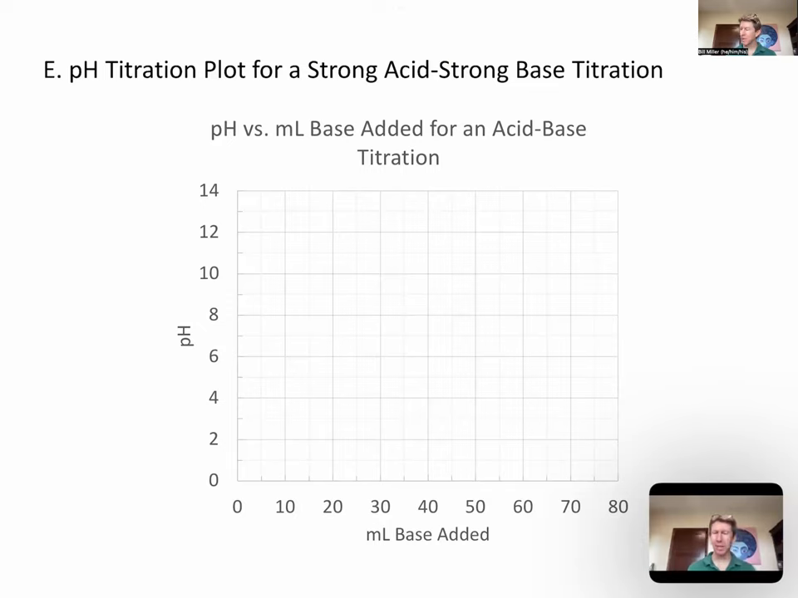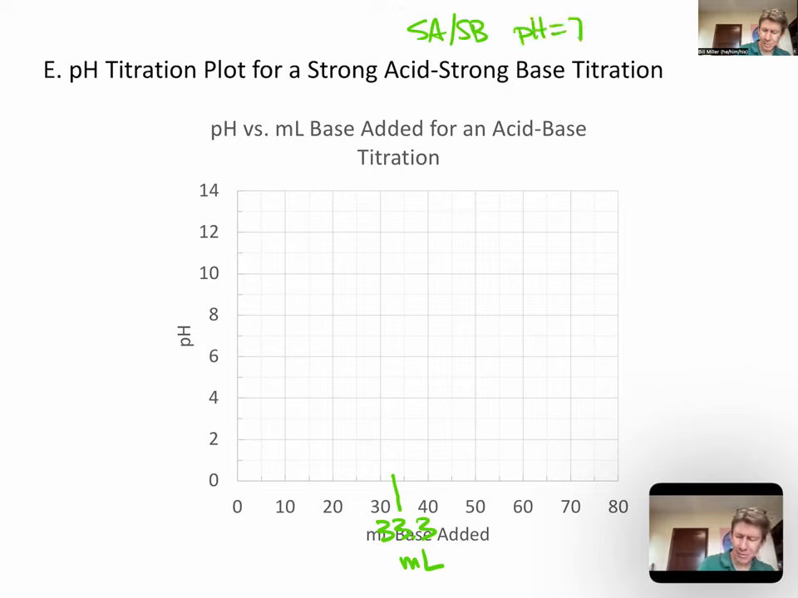And I just happen to know that the equivalence point is actually at 33.3. That's when the moles of acid and the moles of base will be the same as far as the milliliters of base added. And when you're sketching this out for a strong acid, strong base, pH equals 7.00 at the equivalence point. And the equivalence point is oftentimes referred to as EP, not the endpoint, just the equivalence point. So at 33.3, we go through 7.